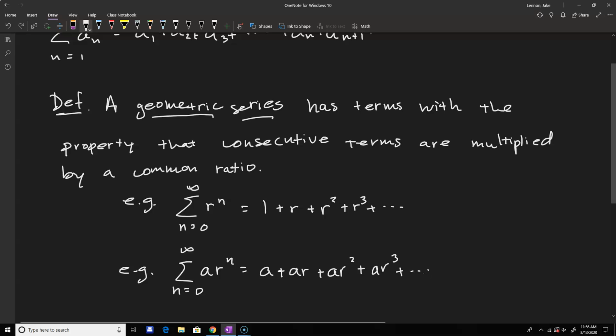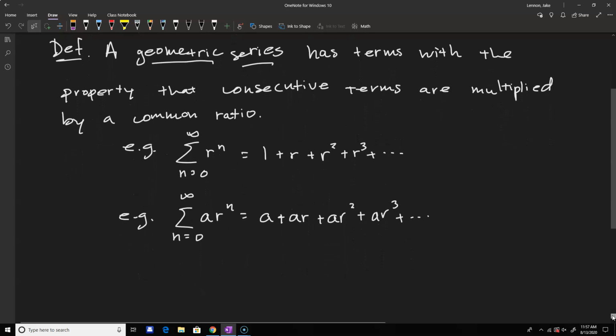Essentially, from sequences, we know that these things would converge if the absolute value of r is less than 1, because we're going to be multiplying by things that are smaller and smaller, so eventually they go to 0. For our geometric series, we are going to understand the convergence perfectly based on the value of that number r.